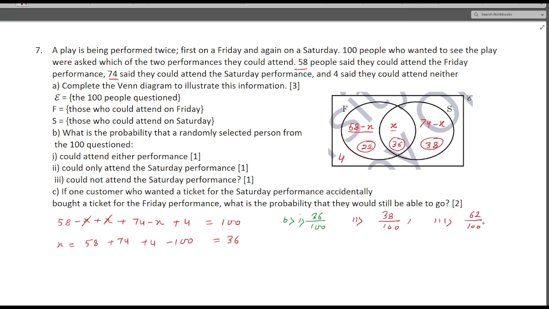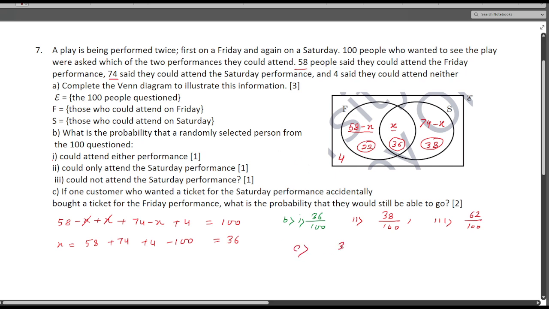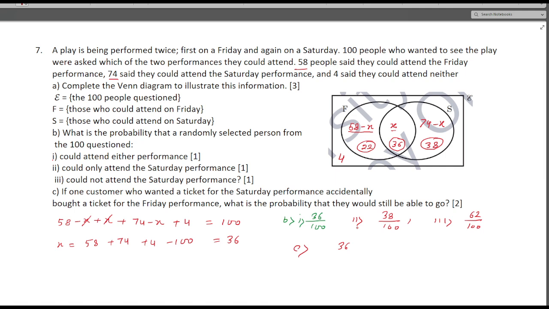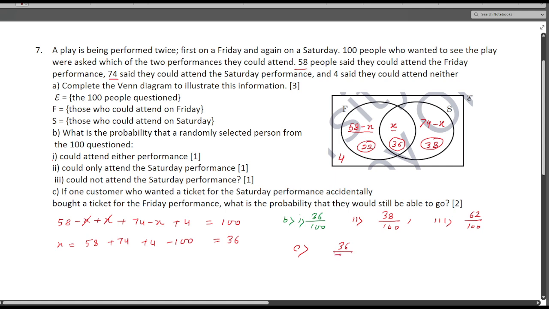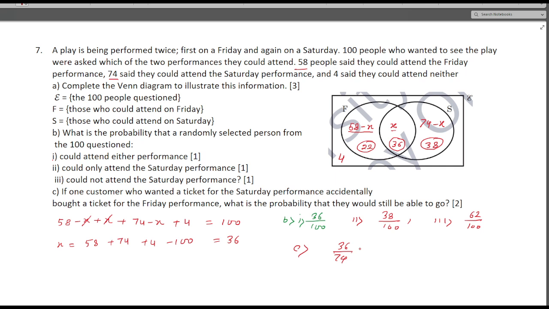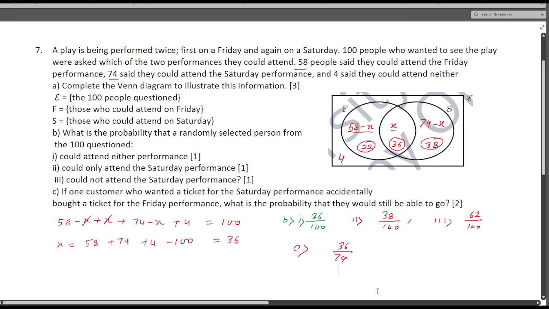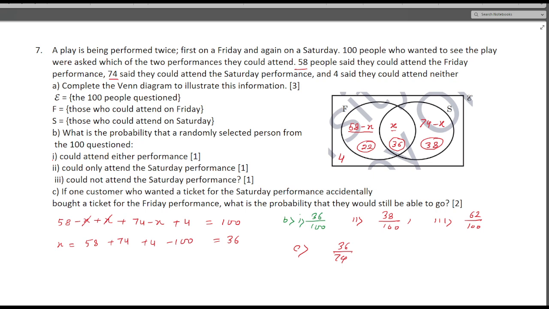So I have 36 such people who can go on Friday or Saturday. Now if the person wanted a ticket for Saturday, that person could be out of 74. So 36 divided by 74 will be your result. This C part is your conditional probability. So 36 divided by 74.